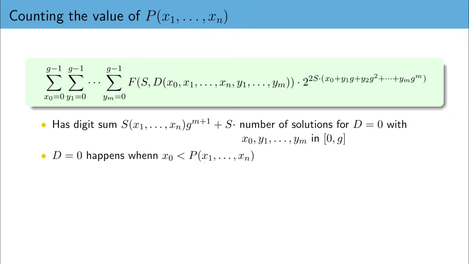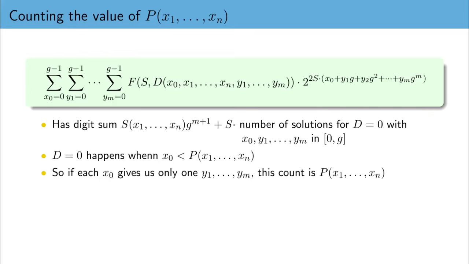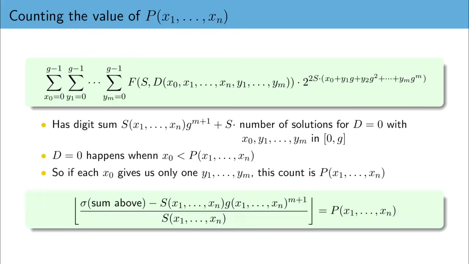Now, by how we constructed d, d equals 0 happens when and only when x0 is less than p of x1 through xn, where p is the primitive recursive function we were originally trying to calculate. So if each x0 gives us at most one y1 through ym, the count of zeros is exactly the number of numbers less than p, which is just the value of p. So if we take the digit sum of this concatenation, subtract s times g to the m plus 1, and divide by s, that should give us the value of p.